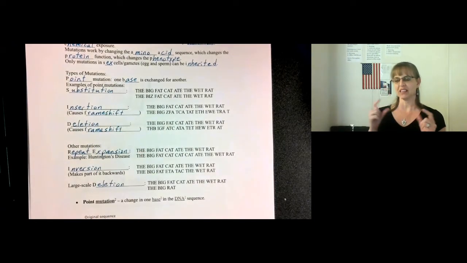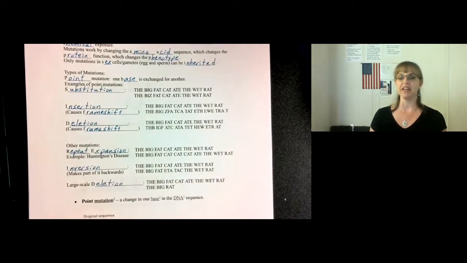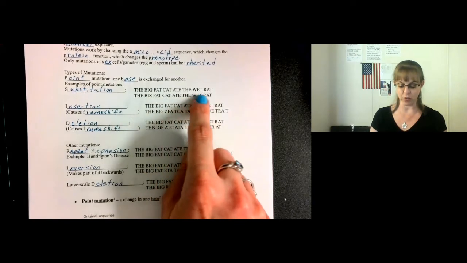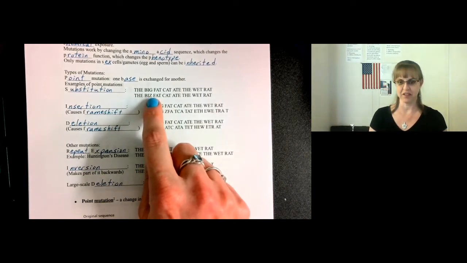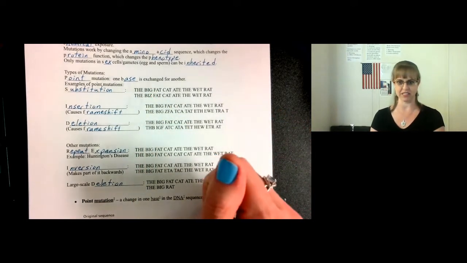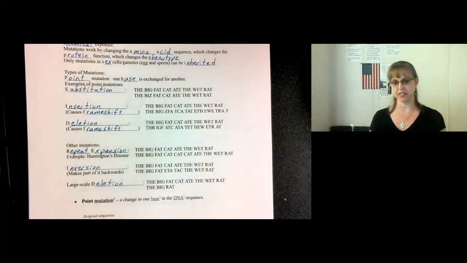Now, let's pretend that instead of A, G, T, C, and U, we have the entire alphabet to use when making amino acids. So let's say that you had a piece of DNA that said the big fat cat ate the wet rat. Okay, well, if you change one letter, so G was changed to Z, that's a substitution. And now the sentence says the biz fat cat ate the wet rat. So this word has turned into nonsense. The rest of the sentence still makes sense, but what's a biz cat? Who knows? So that can change the sentence.